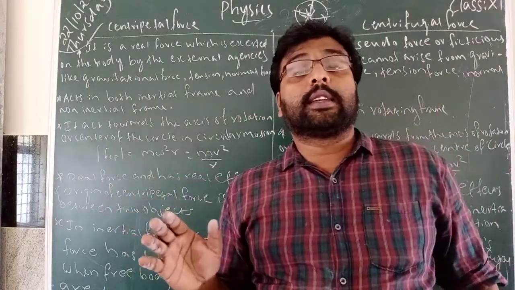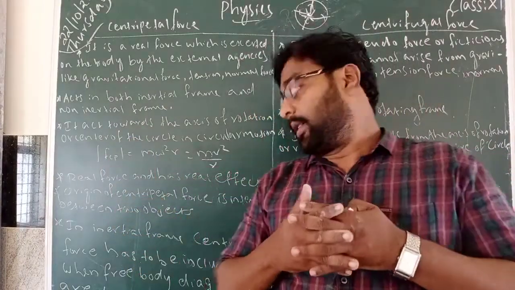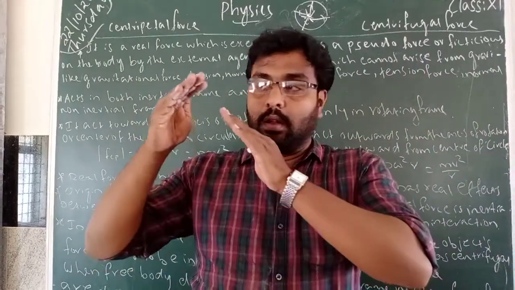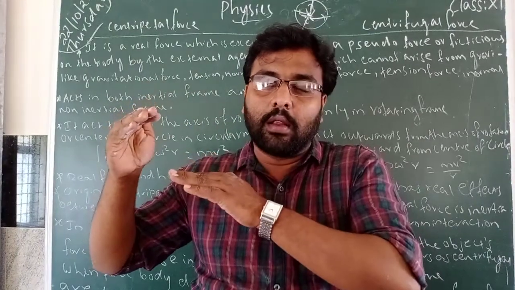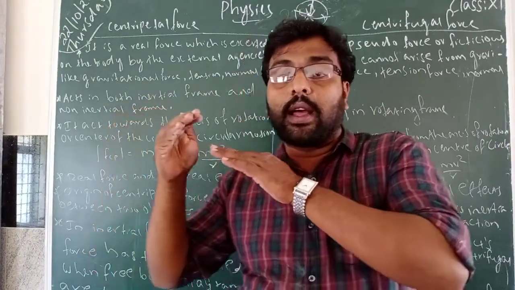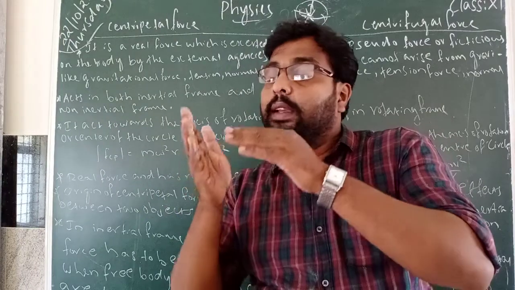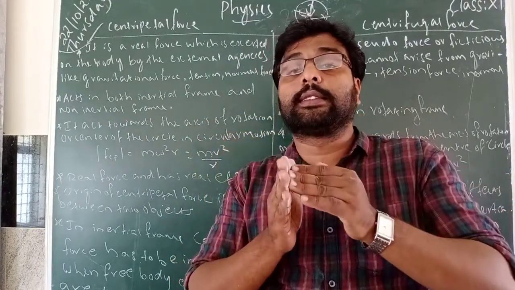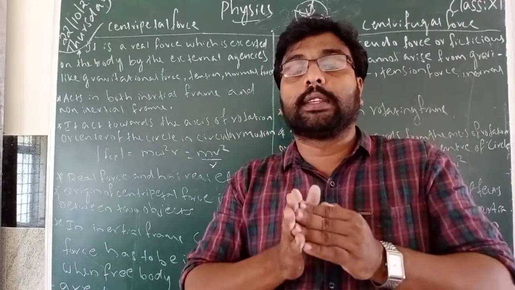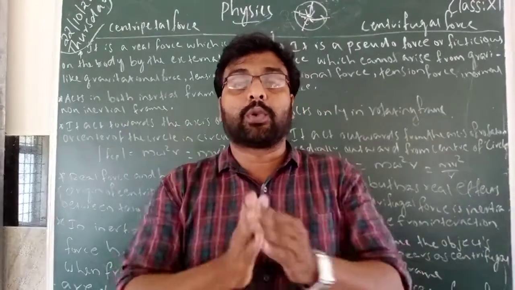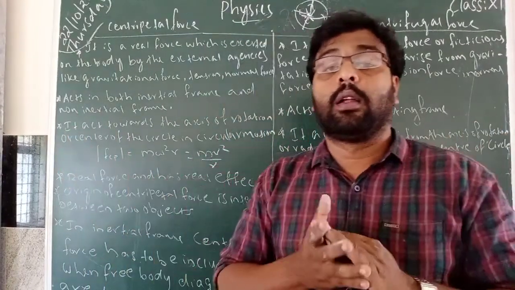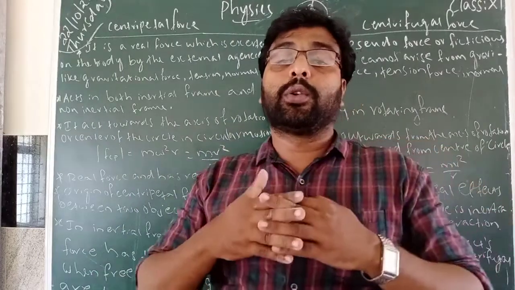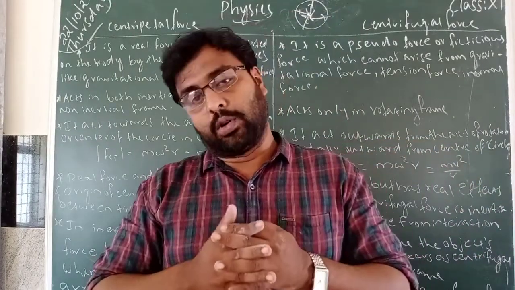Centripetal force is arising due to the interaction between what? Interaction between two objects. When a car is moving on a circular road, its tire and the road interact with each other, so frictional force is there. This frictional force provides what? Centripetal force. That is how centripetal force arises due to the interaction between two objects.